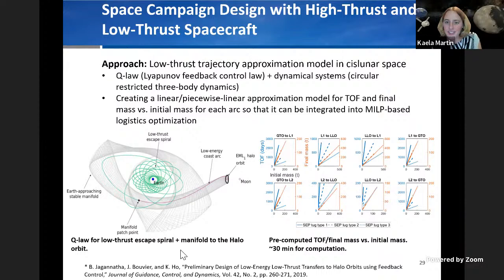Another person asks, how useful do you think that low energy trajectories are going to be once we start the Artemis program and moon exploration?